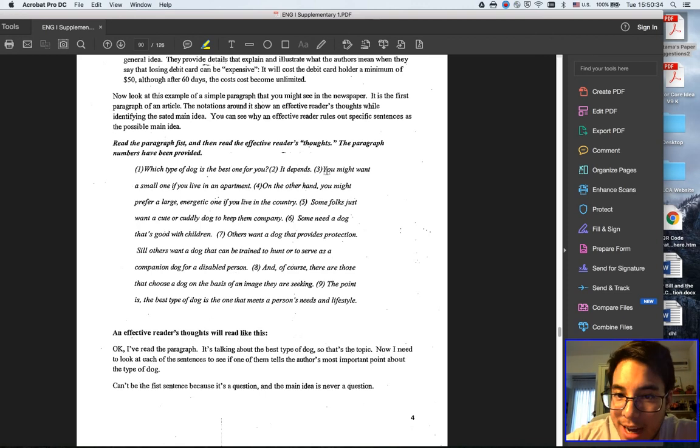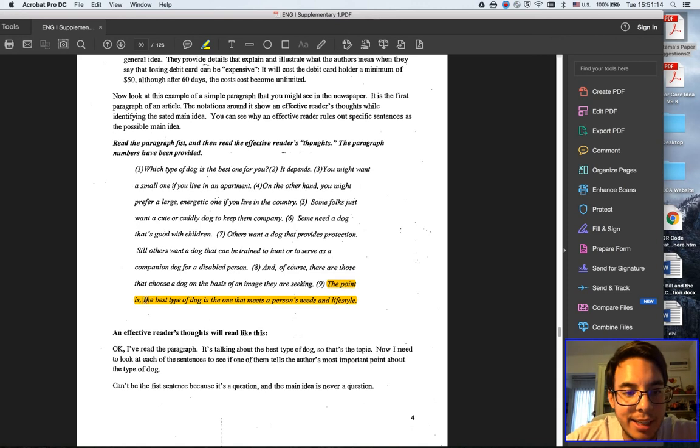It depends, probably not. How about the third sentence? Fourth sentence? Fifth sentence? No. If you locate sentence number 9, the point is the best type of dog is one that meets a person's needs and lifestyle. This is your main idea sentence. The reason is, well, there's a clue here. It says point. Notice that? The point is, which highlights the main idea.